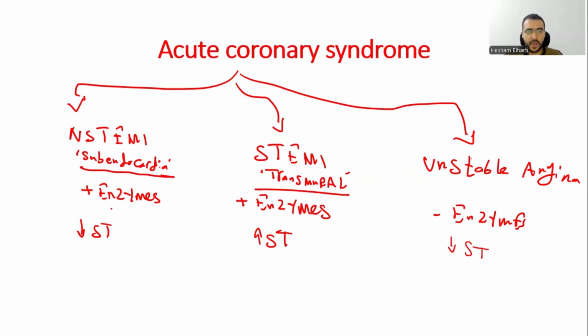Regarding the troponin and CK-MB enzymes, usually STEMI and non-STEMI are positive, and unstable angina usually is negative, but sometimes it could be positive. And the third differentiation is the EKG changes. In non-STEMI, there is ST depression, and in STEMI there is ST elevation. In unstable angina, it's usually non-specific, but you may find ST depression.